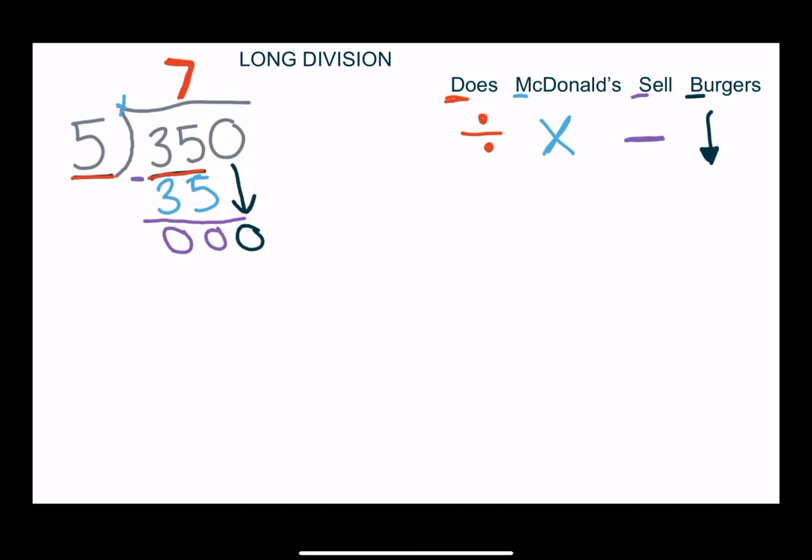Now, right now, it seems like we're done because we did the last step to bring down and we're left with zeros. But we're not done. Because there was something to bring down, you have to go back to the steps to divide. 0 divided by 5 is 0. Going back to the multiplication, 0 times 5 is 0. I subtract, it's clearly 0. There's nothing left to bring down. That means I'm done. So 350 divided by 5 is 70.